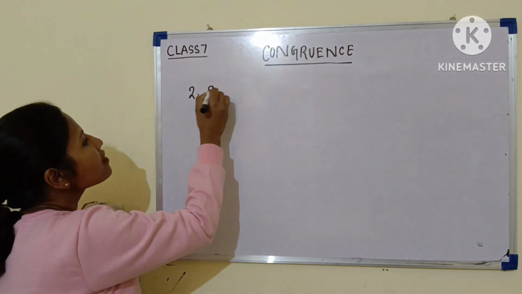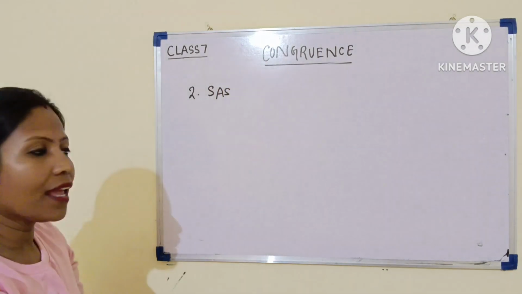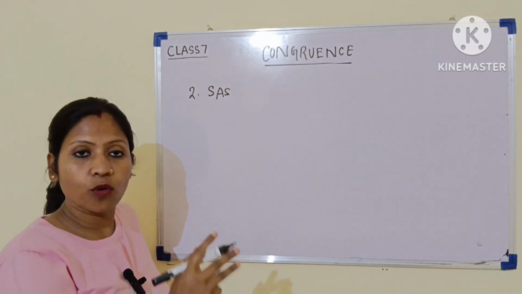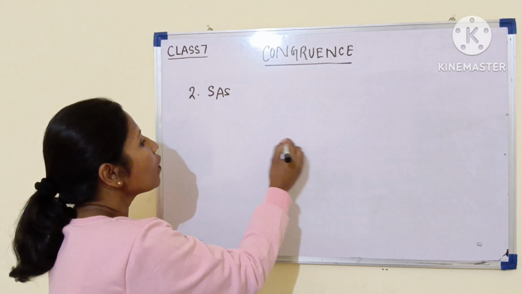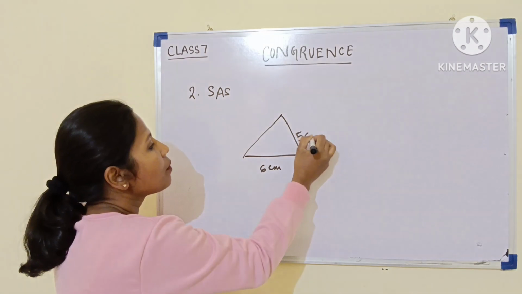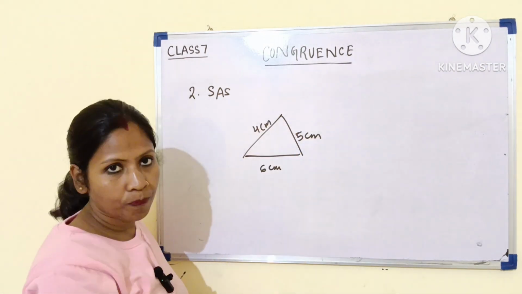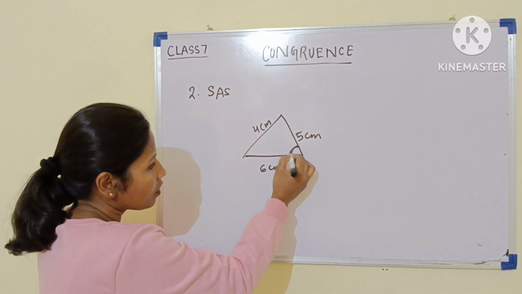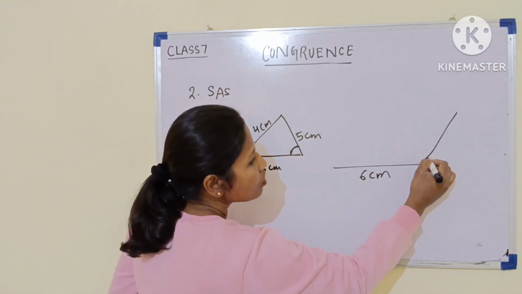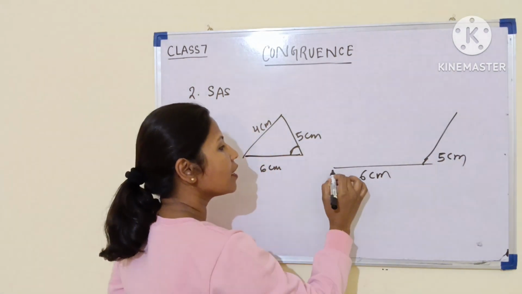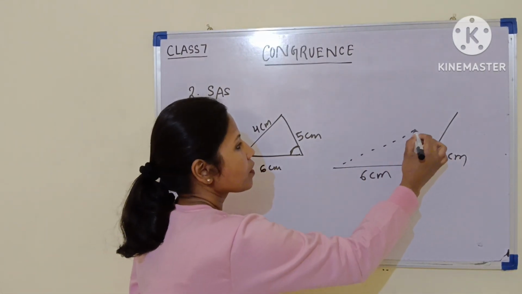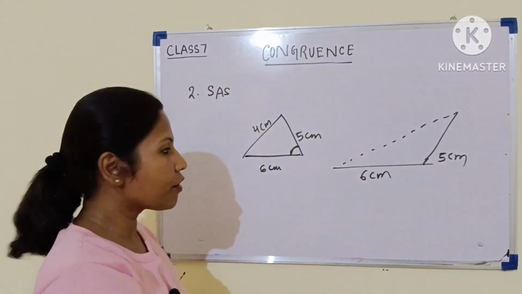Then we have the SAS property. Just now we saw that we gave you three sides to make a correct triangle, to make similar triangles, right? Now, same example, say 6 centimeter, 5 centimeter and 4 centimeter, and this inclination. Suppose I have given you 6 centimeter and 5 centimeter, so you made it like this. And you will say that I will join this, so this triangle will be different. If I join this, this triangle will be completely different from this.